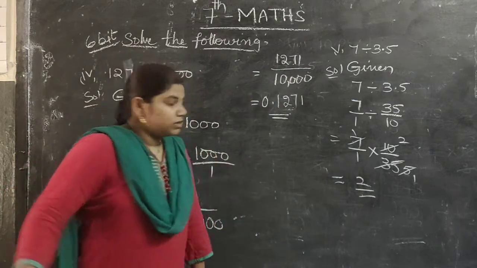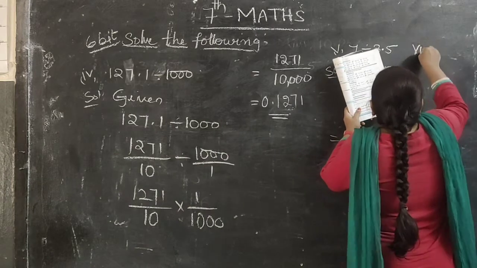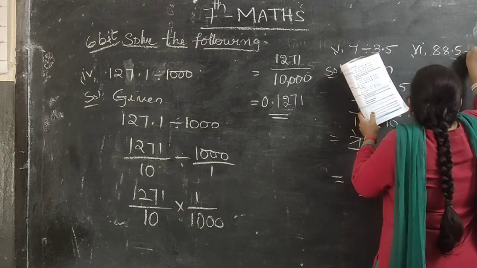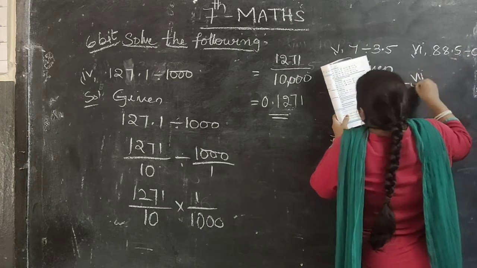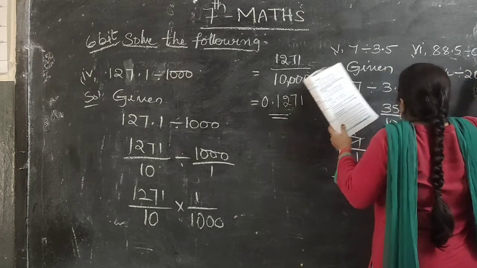Next 3 bits you write as homework. That is sixth one is 88.5 divided by 0.15. Seventh one is 0.4 divided by 20.